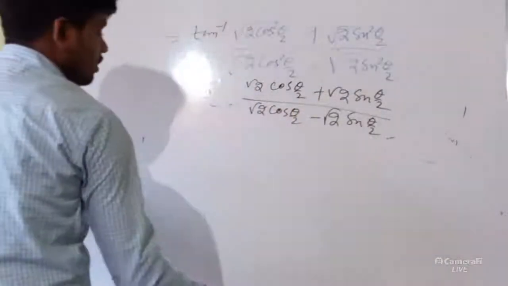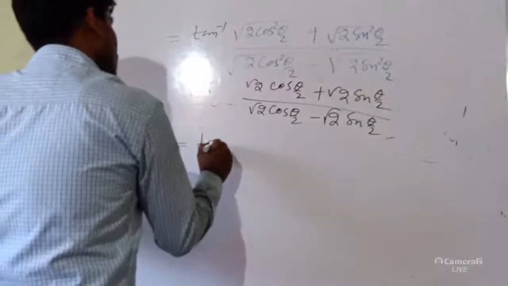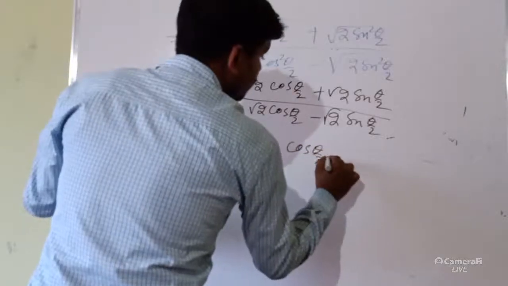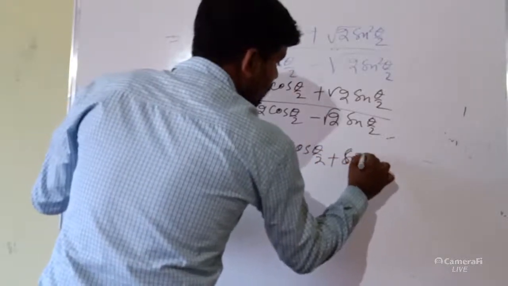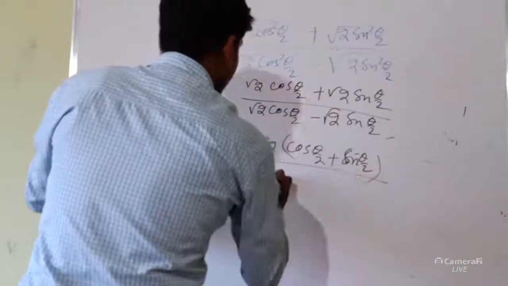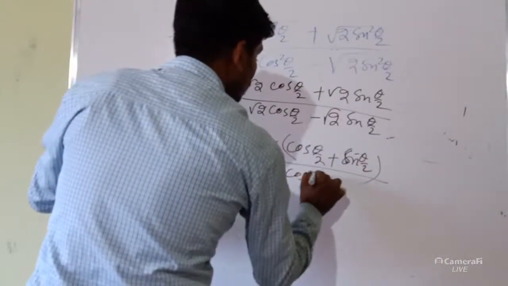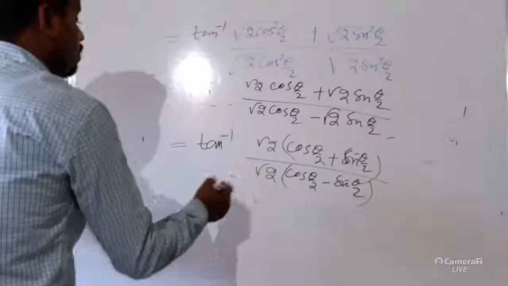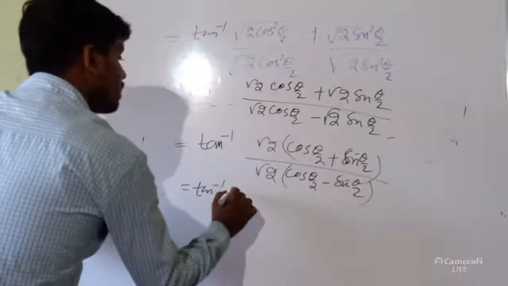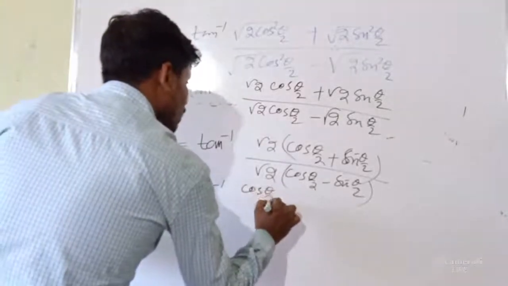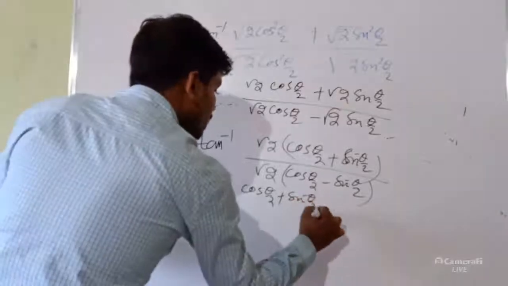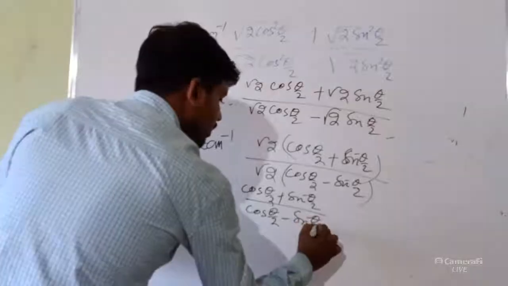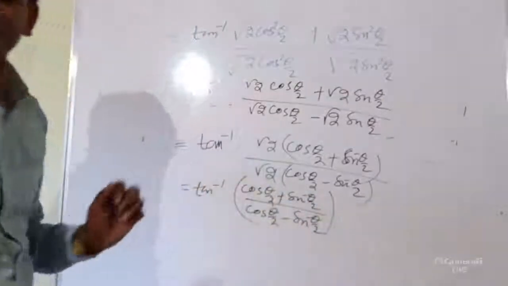Now this can be written as tan inverse of root 2 times cos theta by 2 plus sin theta by 2, and divided by root 2 times cos theta by 2 minus sin theta by 2. Okay, then root 2 is cancelled. Here only tan inverse of cos theta by 2 plus sin theta by 2, divided by cos theta by 2 minus sin theta by 2. Okay.